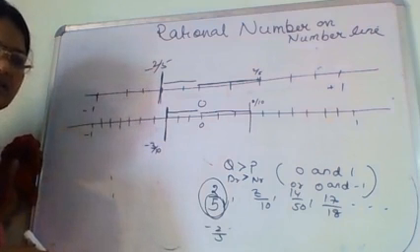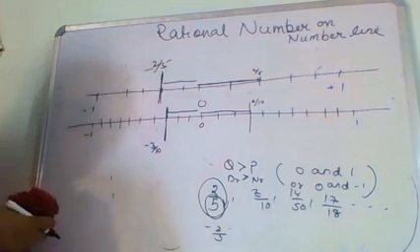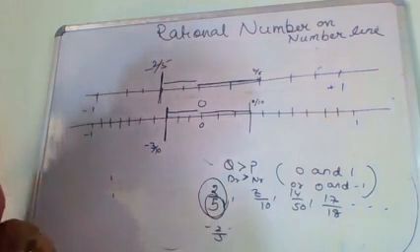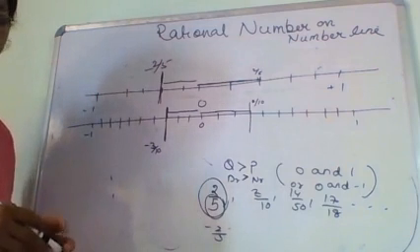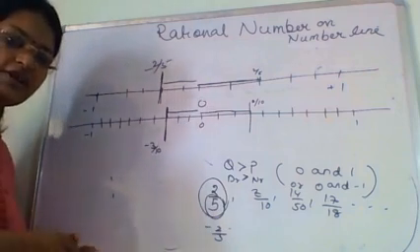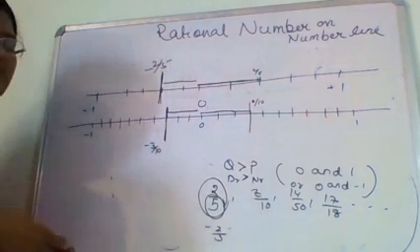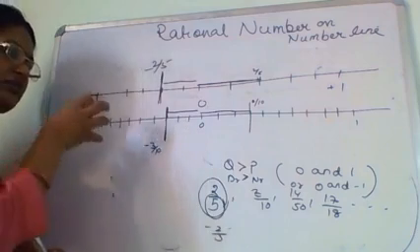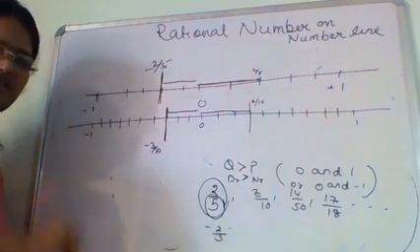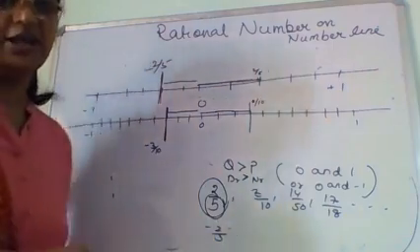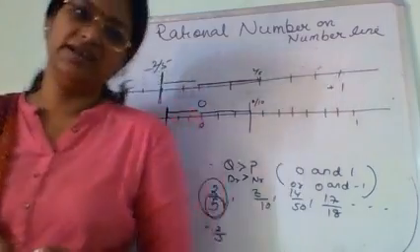So this is about the number line representation. This line is known as the real line. Why is it a real line? Because you can represent numbers on this. And on this real line, we can represent natural numbers, whole numbers, fractions, integers, and rational numbers. So that's why this is also called a real number line.